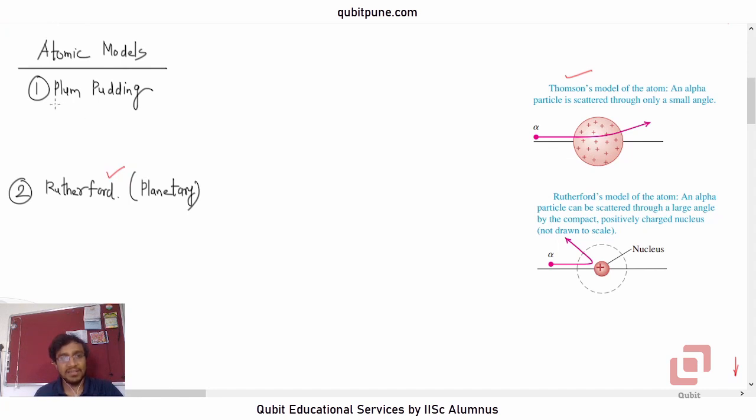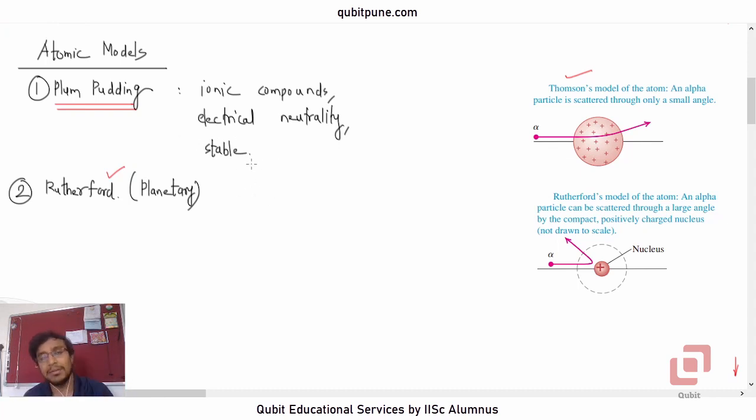So what does the plum pudding model tell us? The plum pudding model tells us that the atom is a ball-like structure where positive charge is distributed uniformly throughout. To maintain the electrical neutrality of atoms, the negative charges are embedded like plums in the pudding, hence the name plum pudding model. This model could explain the formation of ionic compounds and the electrical neutrality of atoms, and it was stable. According to the plum pudding model, an atom is a stable species.